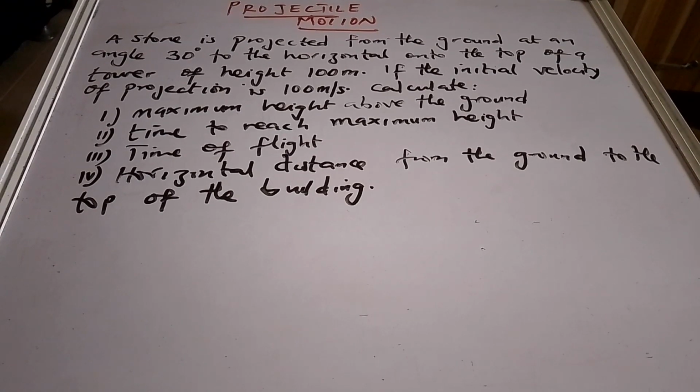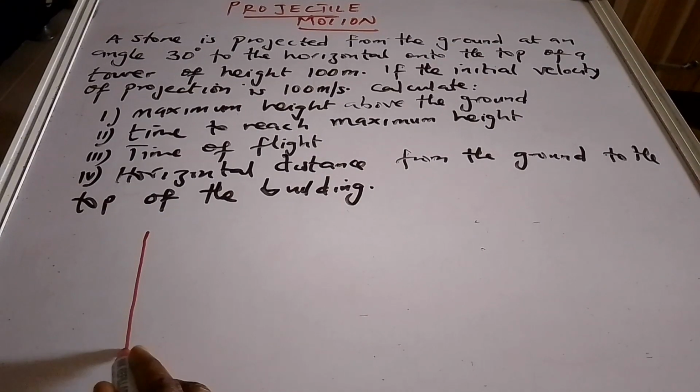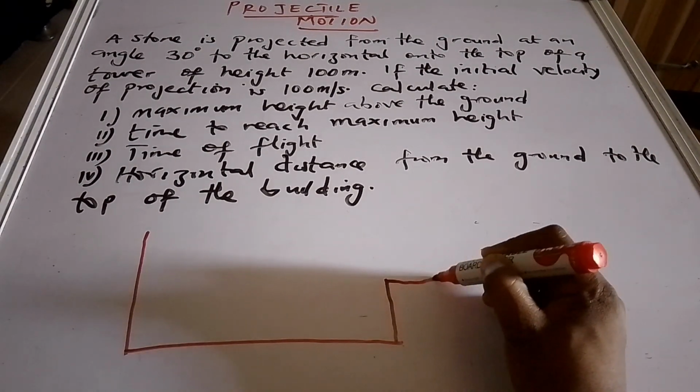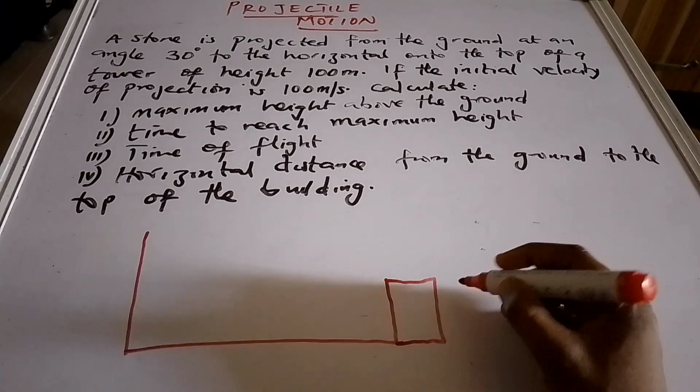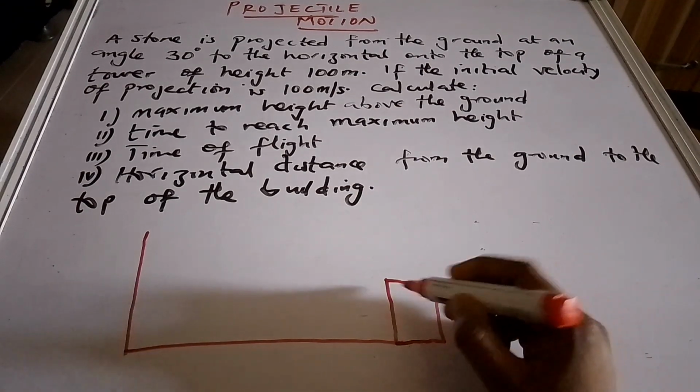So the stone is projected onto the top of a tower of height 100 meters. If the initial velocity of projection is 100 meters per second, calculate the maximum height above the ground, the time taken to reach the maximum height, the time of flight, and the horizontal distance from the ground to the top of the tower. So let's look at a diagram to illustrate the motion of the stone. Let's say this is the stone, and this is the tower, and the tower itself is 100 meters high.